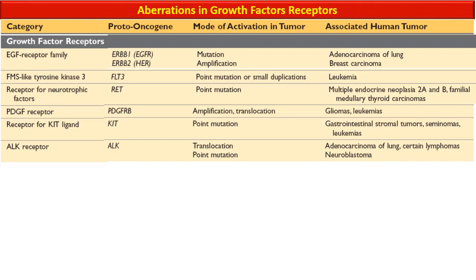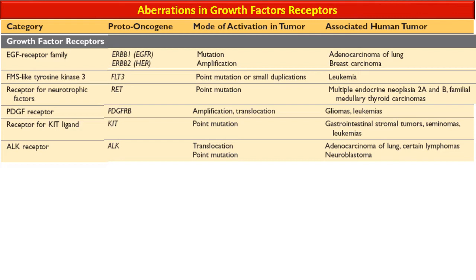The proto-oncogene KIT forms the receptor for KIT ligand, and if it is point mutated, it is seen in gastrointestinal stromal tumor or GIST, seminomas and leukemias.